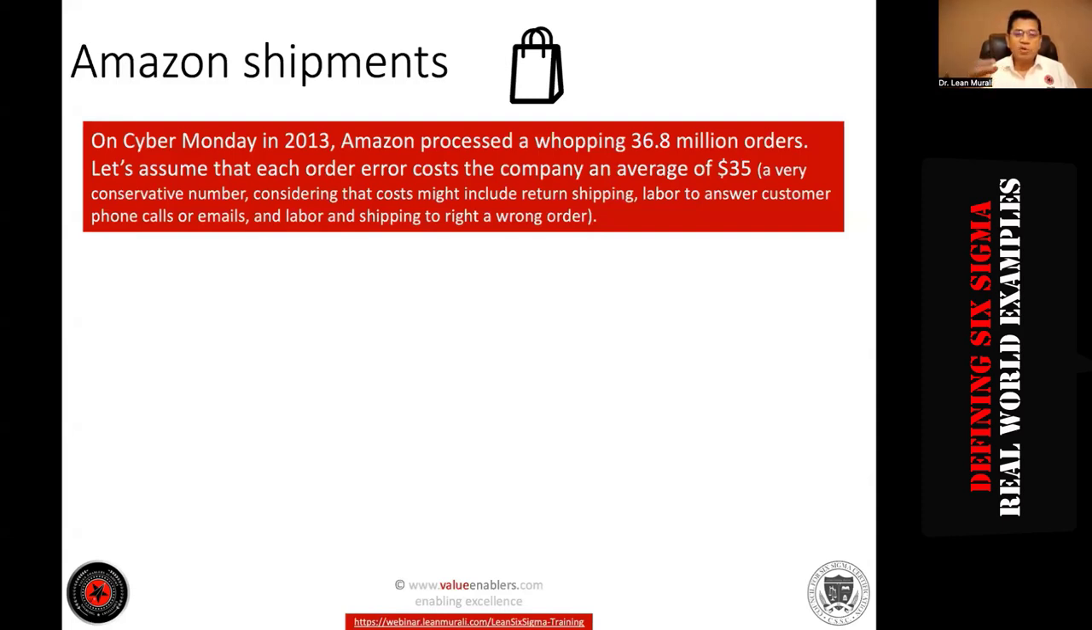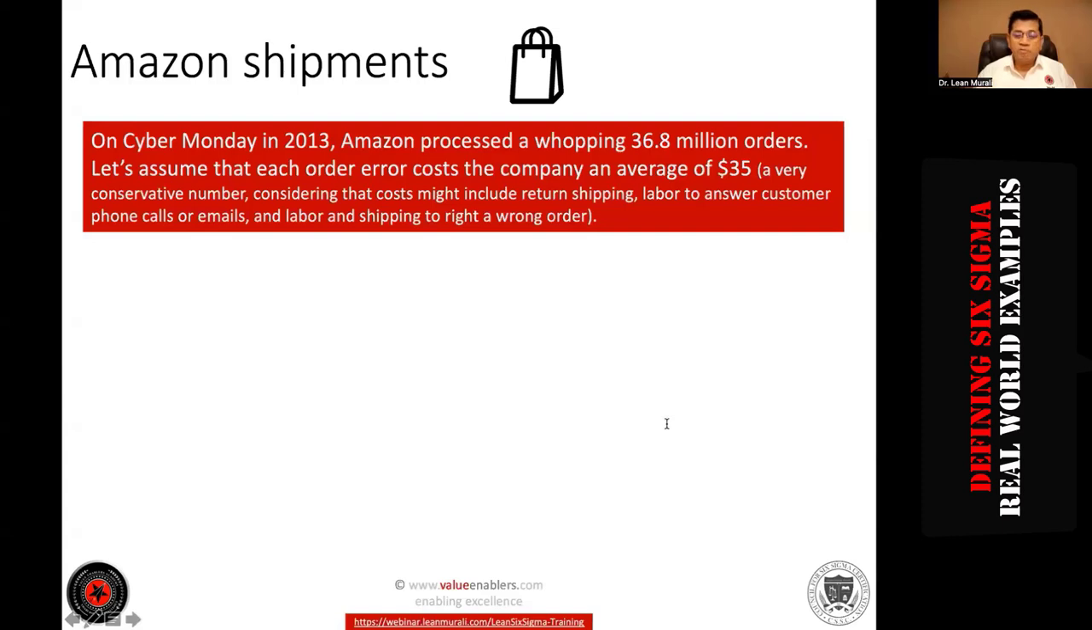All right. There is something called Amazon deals. You would have heard about Prime Day, Amazon deals, Cyber Monday, etc. Amazon processes millions of orders, right? So this is one example. A decade back in 2013, in one of the case studies that was given, 36.8 million orders were processed. And let's assume that each order error costs the company on average $35.